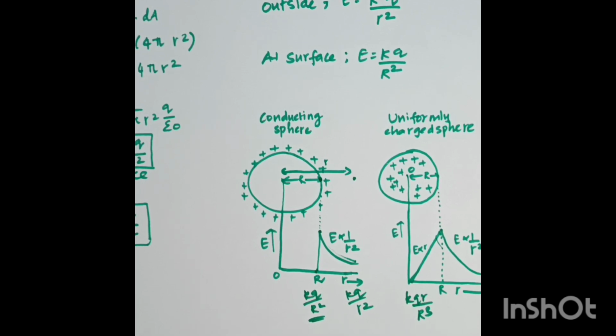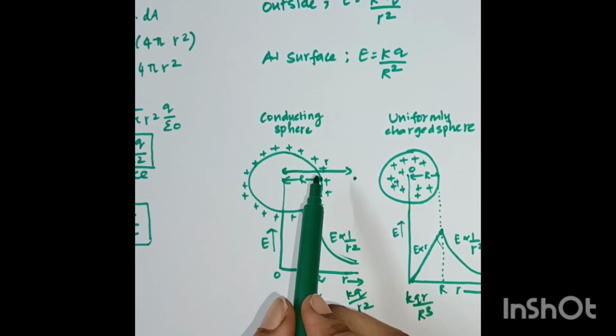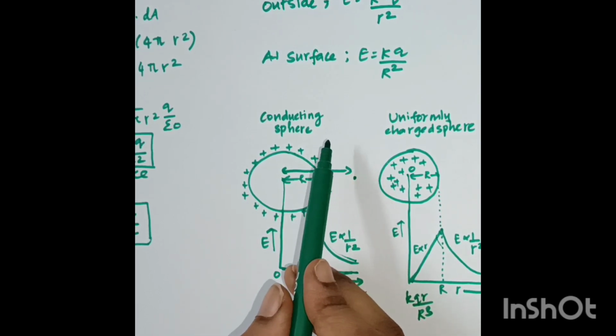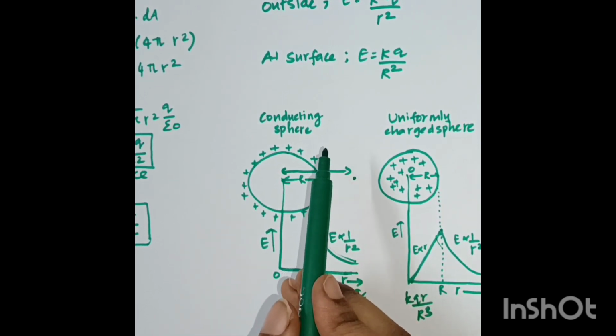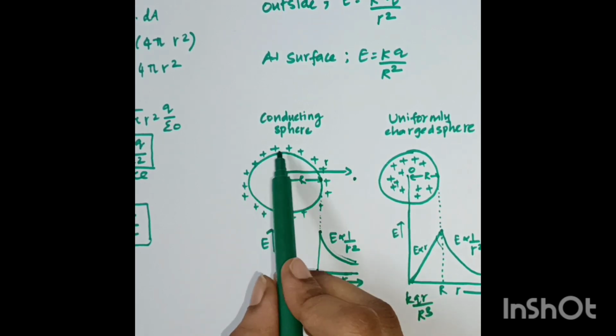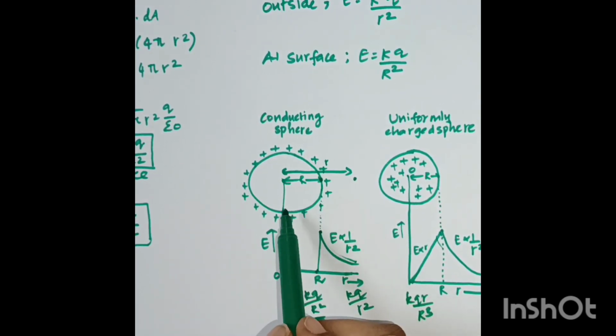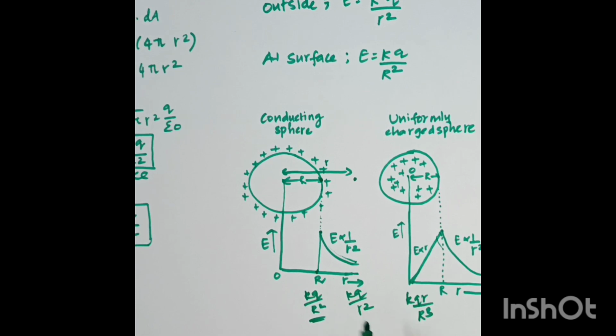We can see that for points outside the charged spherical shell, the shell behaves as if all the charges are concentrated at its center. Here the charges are at the surface, but for a point outside, the formula is KQ by r square. So in such a case, the shell is behaving as if all the charges on the surface are concentrated at the center.